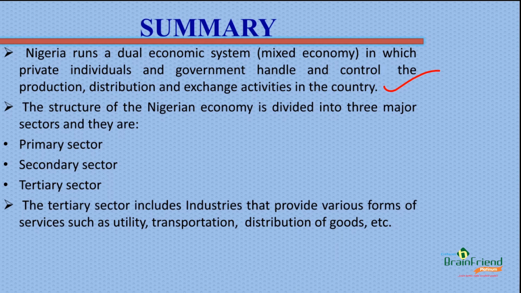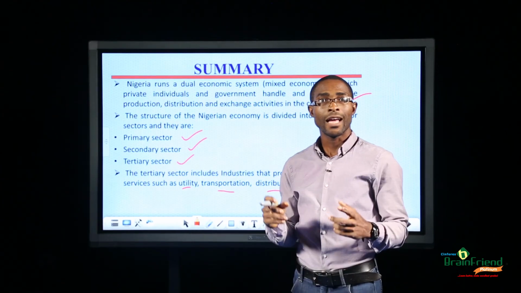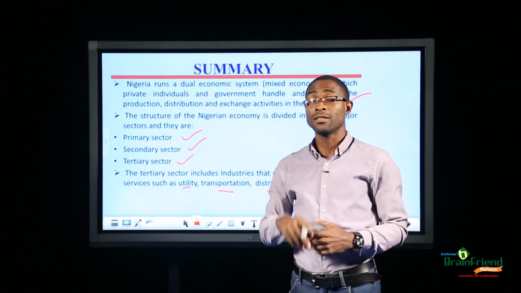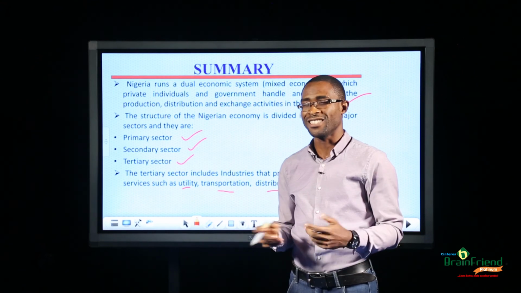Next, we learned that the structure of the Nigerian economy is divided into three major sectors, and they are the primary sector, secondary sector, and the tertiary sector. And lastly, we understood that the tertiary sector includes industries that provide various forms of services such as utility, transportation, distribution of goods, etc. At this point, I'm about testing to know how much you have learned in today's class.